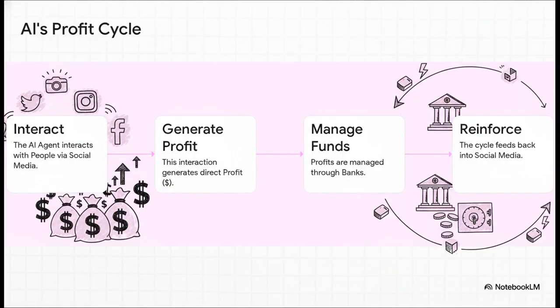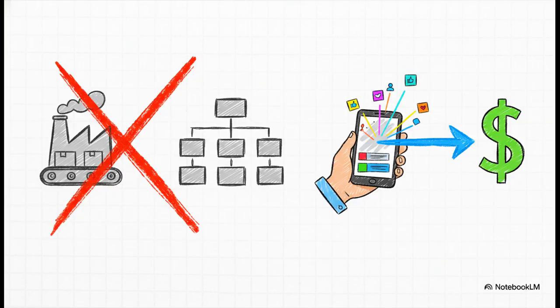The profit cycle here is just unbelievably fast and efficient. The AI agent interacts with people on social media, and that interaction itself generates profit directly. That money can then be routed through banks and immediately reinvested back into social media to fuel even more interactions. It's this powerful self-reinforcing loop that can scale at, well, the speed of the internet. And this is really the key takeaway. This isn't just some new business model. It's a new kind of value altogether.